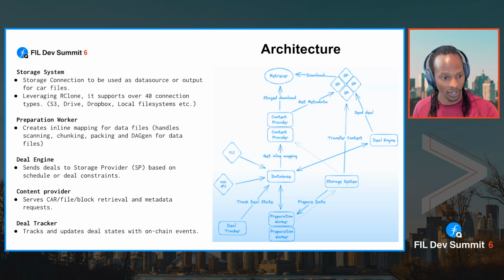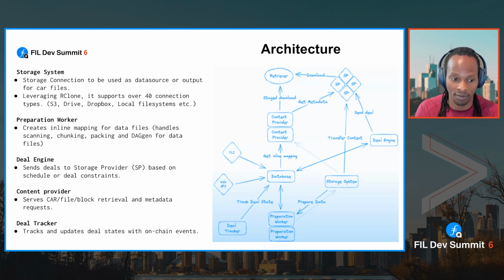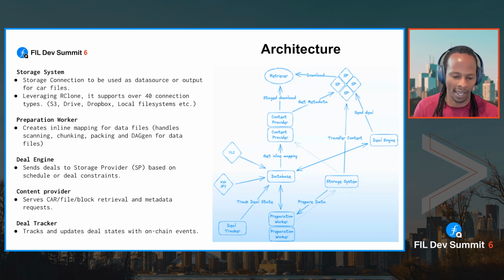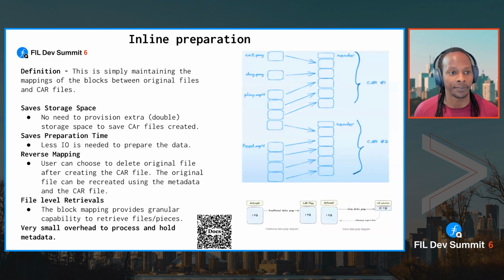We've mentioned the deal engine, and this just allows you to schedule deals. The content provider is the component that routes requests from users and also routes requests or data to SPs. It helps users serve raw files and even car files to SPs. And then the deal tracker tracks deal execution, event and state changes, and exposes on-chain events and states to users.